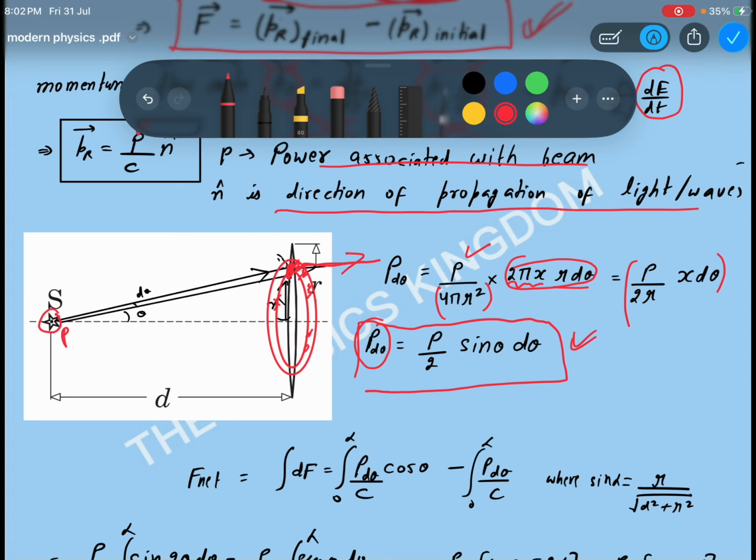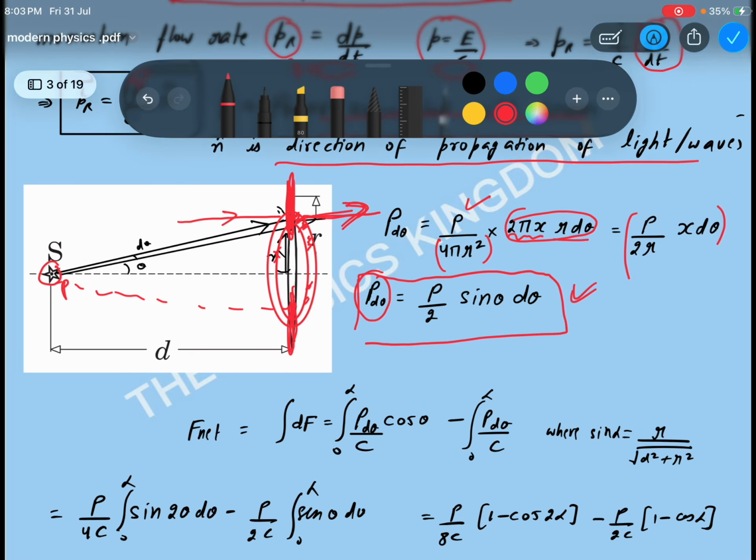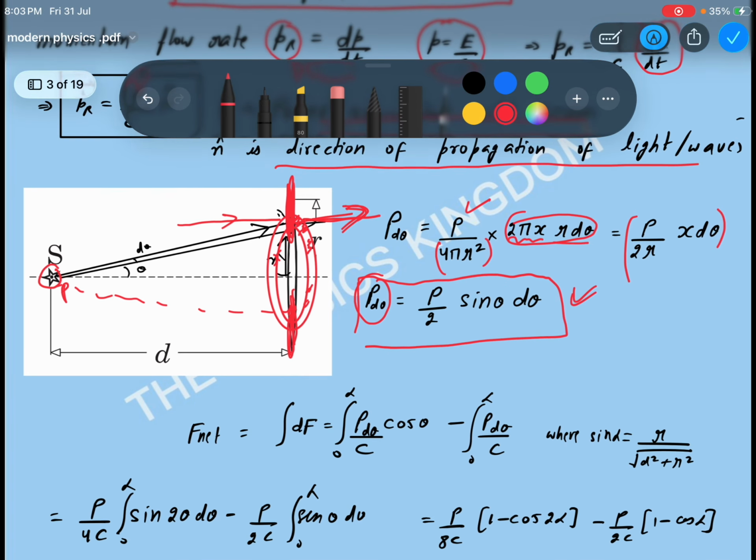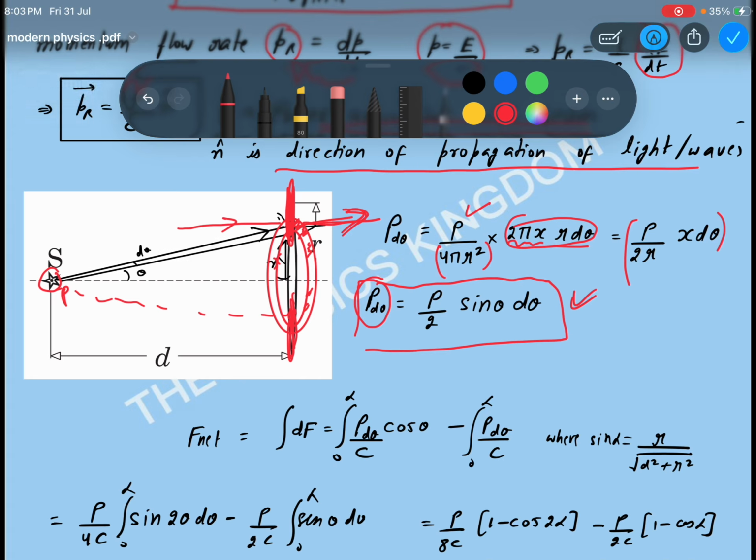Perpendicular to this line, in the vertical plane, that is going to cancel with the symmetrically opposite element. So these momentum changes will just cancel out. The net force we get is only in the horizontal direction, right? The final momentum in the horizontal direction is just P cos theta, and initial is P. Then I do the momentum flow rate final minus initial, beta. So the net force is P d theta by C minus P cos theta d theta by C. So this change I am calculating.